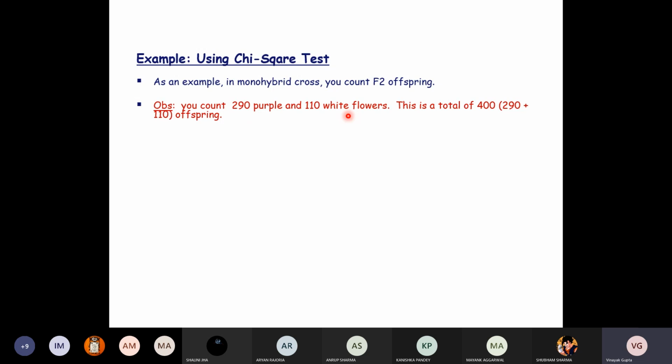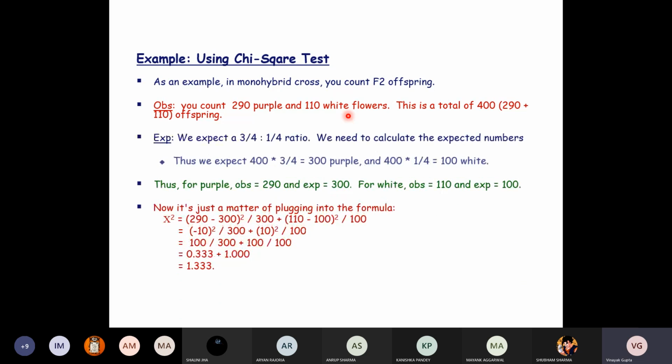1.33. Okay. Everybody is on the same page? Can you show us how we calculated it? Yes.